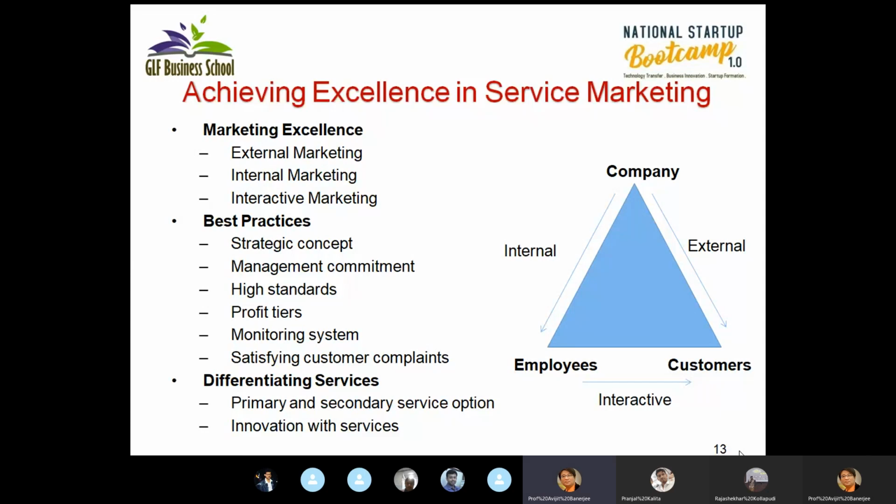In achieving marketing excellence with their customers, a well-managed service organization should be created with a strong strategic concept, management's commitment to quality, the company's high standards, profit tiers, and systems for monitoring service performance and also customer complaints.